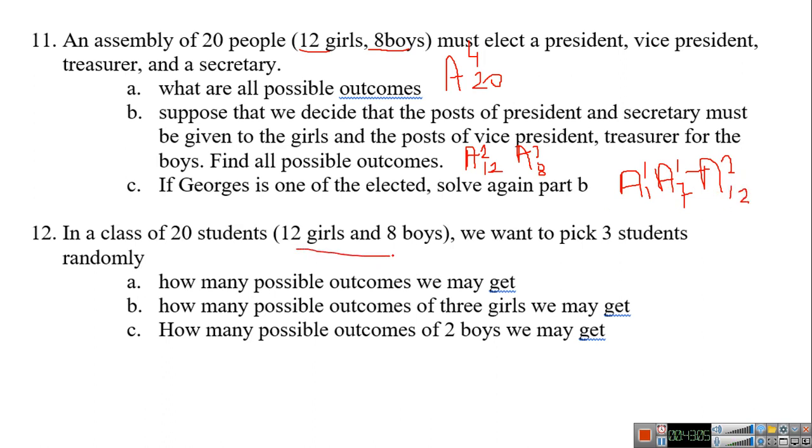In a class, you have 12 girls, 8 boys. You want to pick 3 randomly. How many possible outcomes? It's a combination, order not important. So 3 out of 20. 3 girls I want. How many girls do I have? I have 12. 2 boys, and it means the third one must be a girl, since I need to pick 3. So combination, order not important, repetition not allowed. 2 boys and 1 girl.